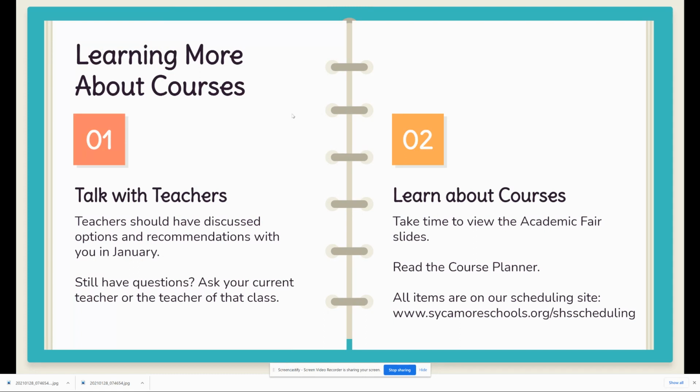So this is back to the scheduling timeline slide that you saw recently, but it just kind of breaks it down in a little bit more detail. Right now, you should be talking with teachers about different options and recommendations that they are making for you in the coursework you will be pursuing in 10th grade. If you have questions about the courses or what class your teacher has recommended you for, please make sure that you have those conversations with your actual teachers in the classroom right now.